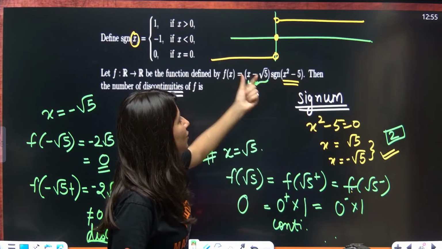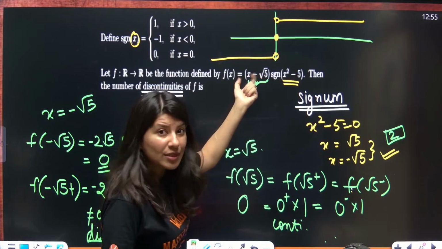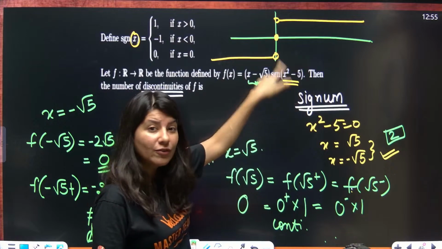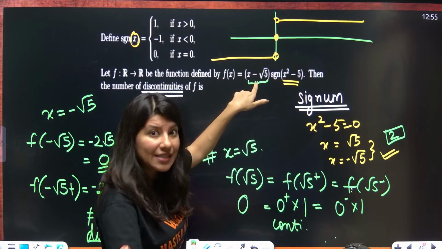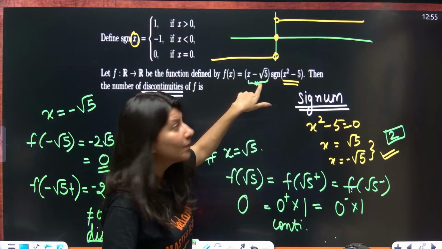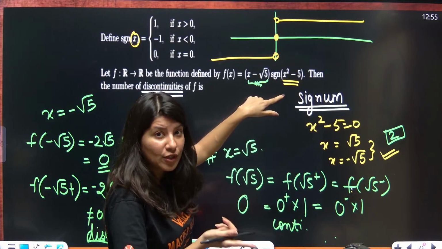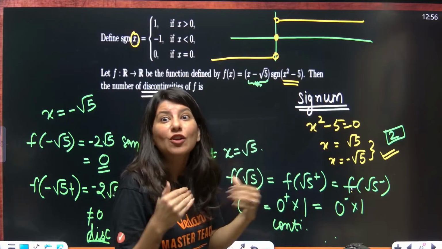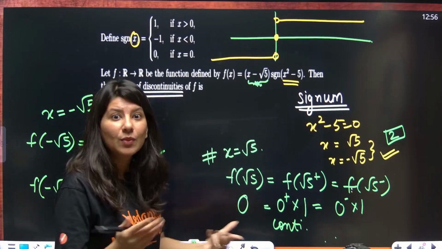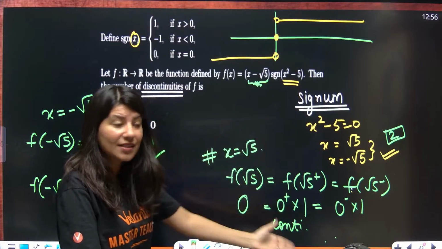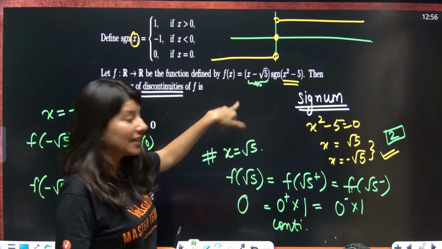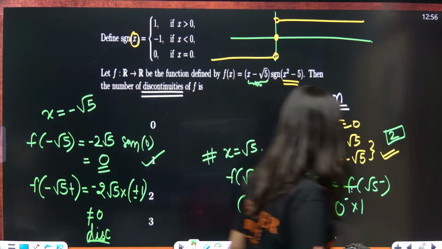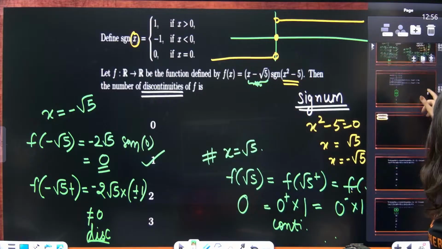so x is equals to √5, this value is becoming 0 now. So there is this theorem which says if the doubtful point root is sitting outside your signum, then it will be continuous. So at √5 it is continuous. Minus √5 is not sitting outside, so it is not continuous. Okay, everybody getting it? Yes.